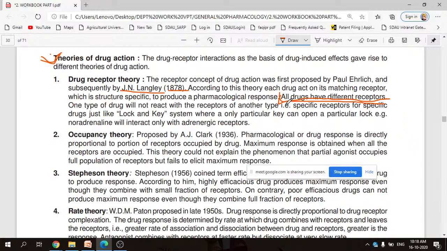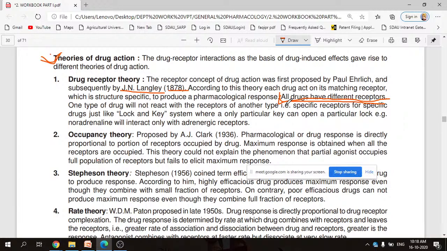So according to this theory, all the drugs have different receptors. One type of drug will not react with the receptors of another type. That means specific drug, specific receptor, pair, uniform pair. A combined with A only, B combined with B only. A cannot combine with B, B cannot combine with A. So all the drugs have the specific receptor. So this is the base of this drug receptor theory.